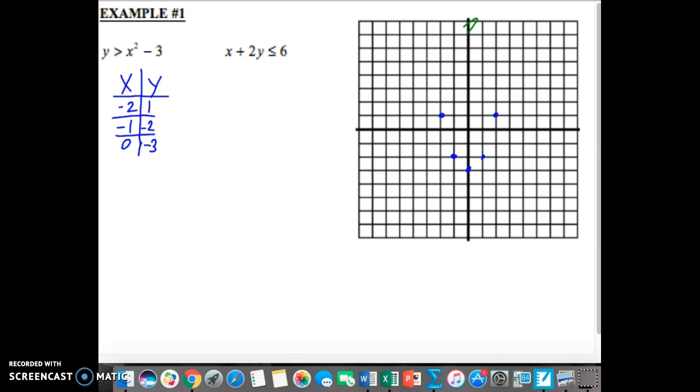Since it's y is greater than and not greater than or equal to, we know that we're going to have a dotted line. Thinking of the region that we will need to shade in the parabola, we can just plug in a point that's not located on the parabola. The origin, 0, 0 is a great one to choose just because it's easy to calculate. So 0 is greater than 0 minus 3. So is 0 greater than -3? Sure enough it is, so we would be shading inside the parabola.